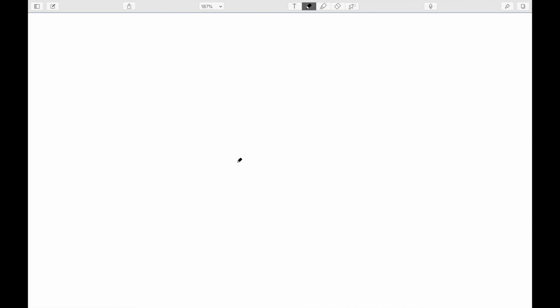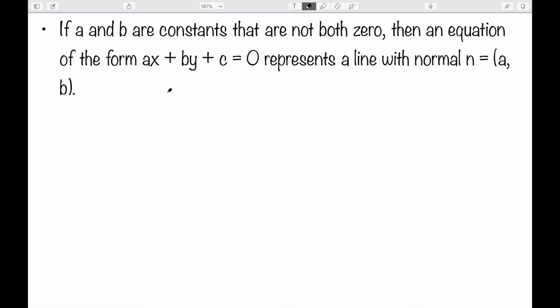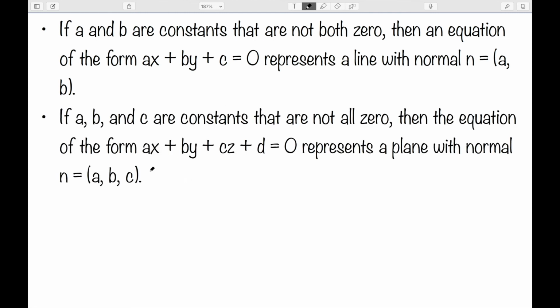So this idea leads me to a theorem. The first part of this theorem says if I have constants a and b that are not both 0, an equation of the form ax plus by plus c equal to 0 is going to represent a line with normal a, b. So I can look at the coefficients of x and y to determine my normal vector. Similarly, if I have a plane of the form ax plus by plus cz plus d equal to 0, that's going to be a plane with normal vector a, b, c. So I can use the coefficients of x, y, z in order to determine my normal vector.